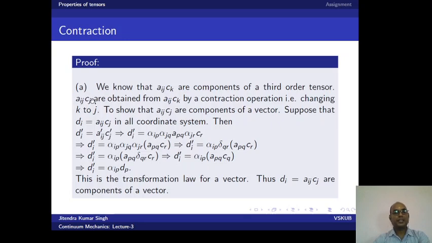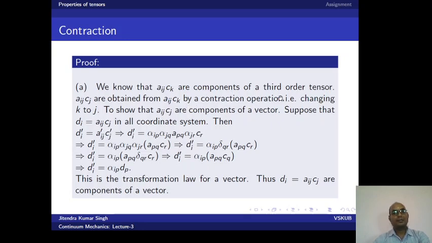So how is this Aij Cj obtained from Aij Ck? It is obtained from Aij Ck by changing this k to j, so changing one free suffix. Because here there are three free suffixes i, j, k, the one free suffix k I am changing and putting similar to one more free suffix here. So here Aij Cj is obtained from Aij Ck by a contraction operation.